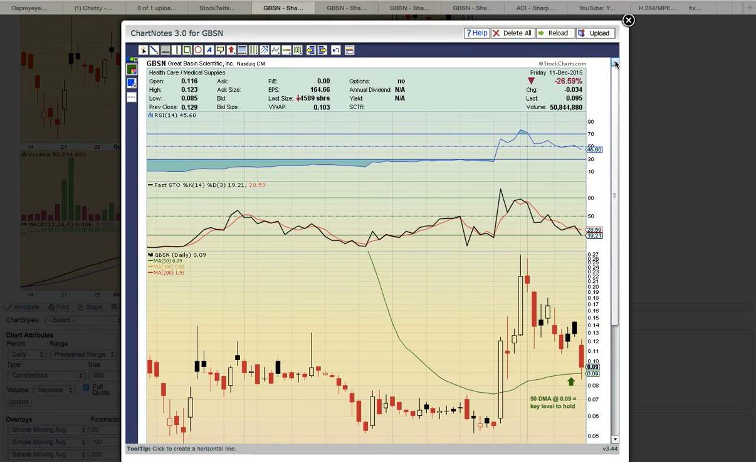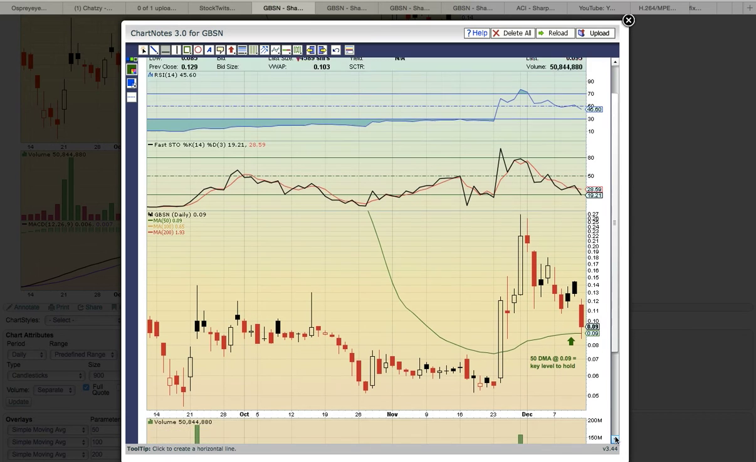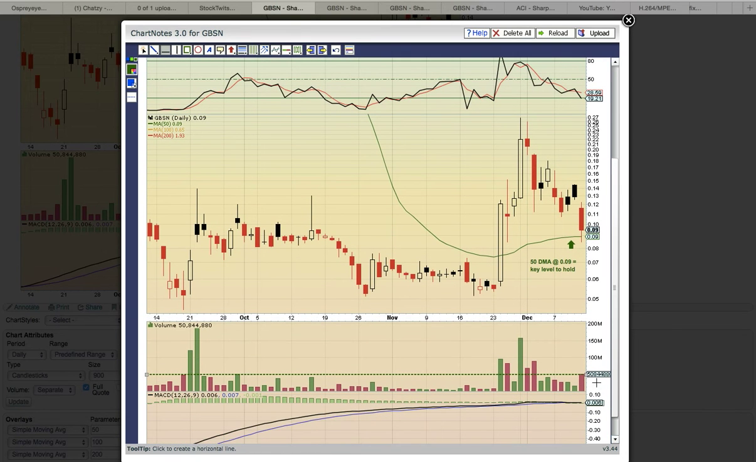Okay, this first chart here is a daily chart. As you can see, GBSN was down nearly 27% on Friday on big volume. There was a volume spike, so over 50 million shares traded.